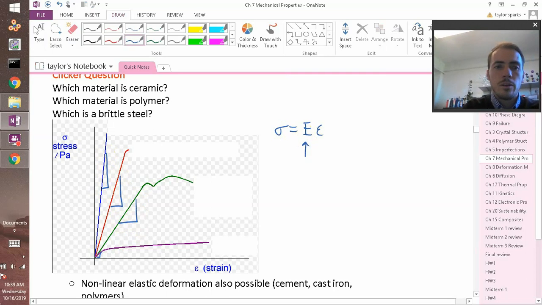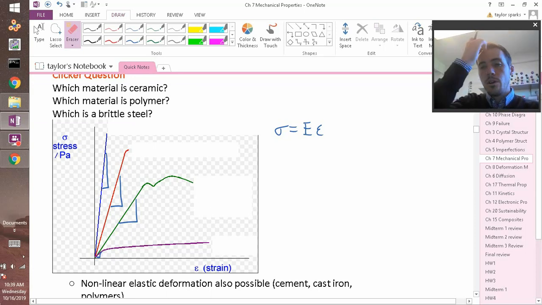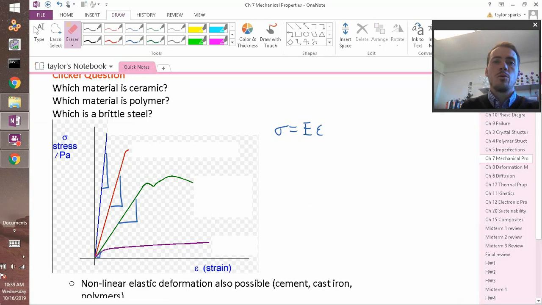It's the slope for that relationship when you plot y versus x. This is just the slope, okay? So we would say that for these materials, one has a high modulus, one has a medium, one has a low. So what materials might these be? Which one's the ceramic, which one's the polymer, and which one's the brittle steel, right?